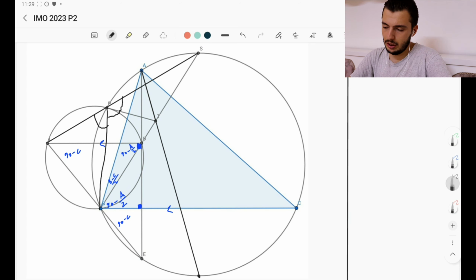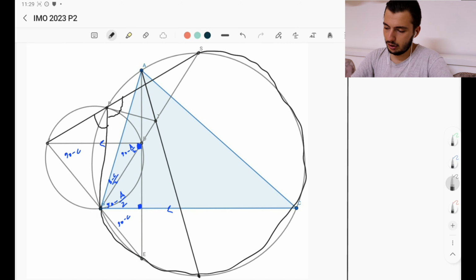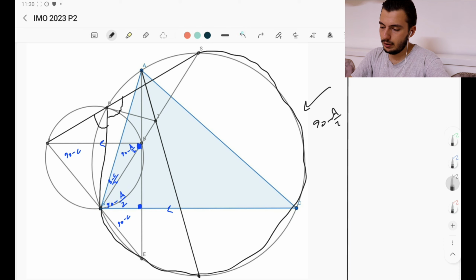But how can we prove it? Easy. It is this arc, a big arc here. This is already 90 minus A over 2. And this is just A. So 90 minus A over 2 plus A is just 90 plus A over 2. So we're done. So indeed, they are collinear. Okay, this is very good.